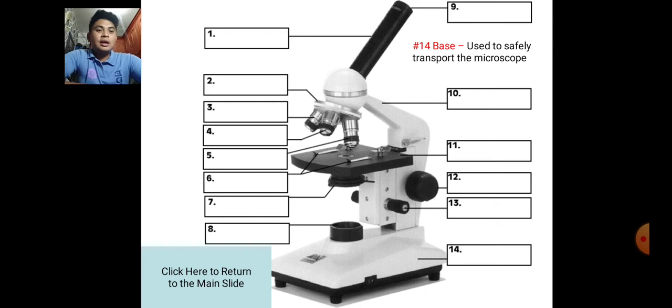Okay po. And let's go to number 1, the tube. It reflects light up to the viewer's eye. Okay po. And number 2 is the rotating objectives. Allows for quick change of objectives. Ito po ay may mga iba't ibang objectives. Later on, matatawag po natin.